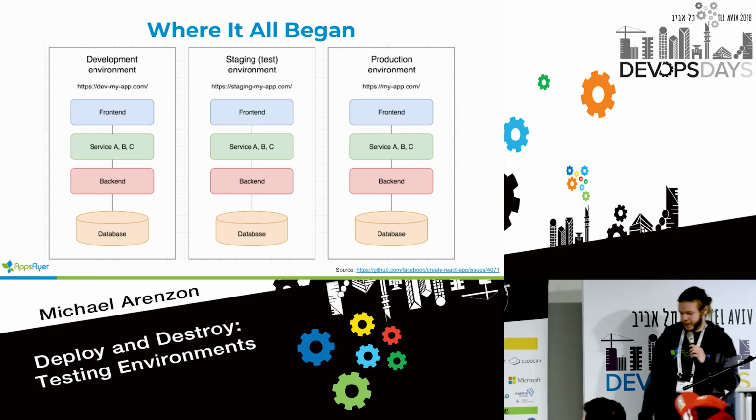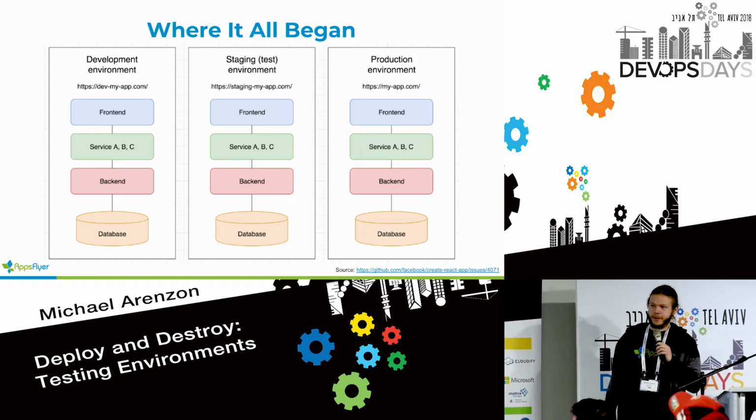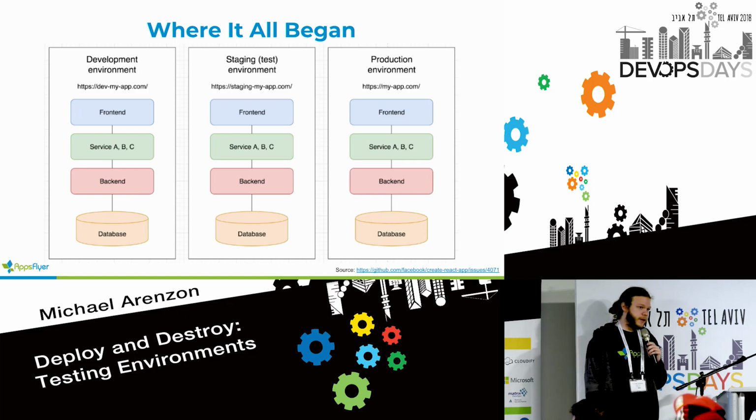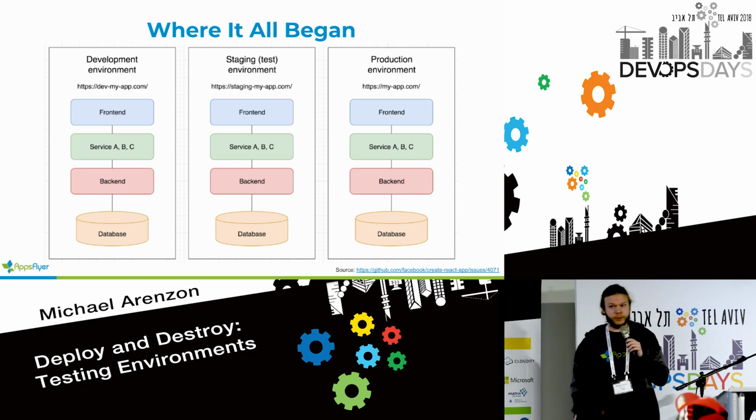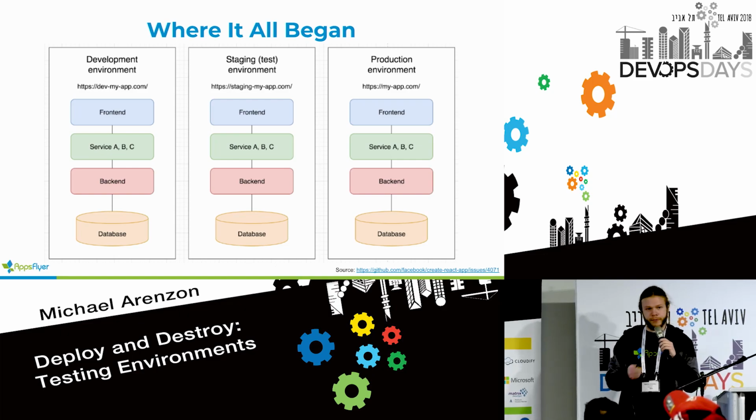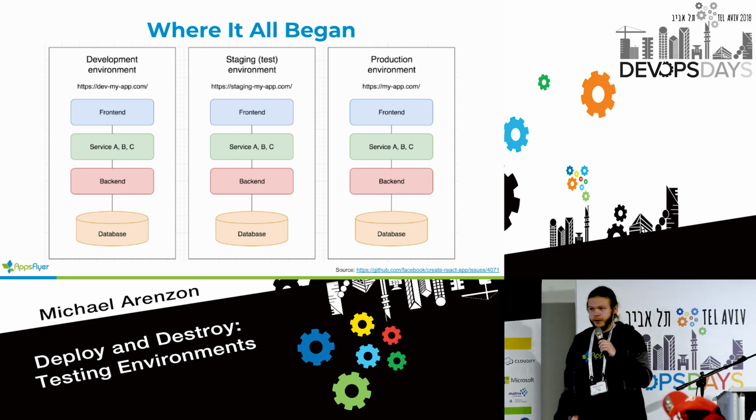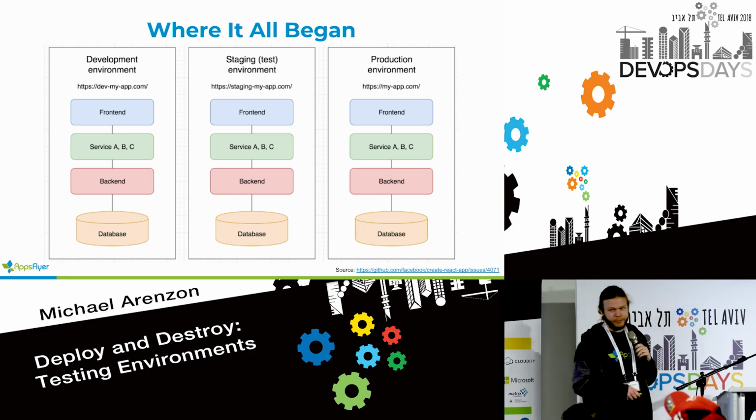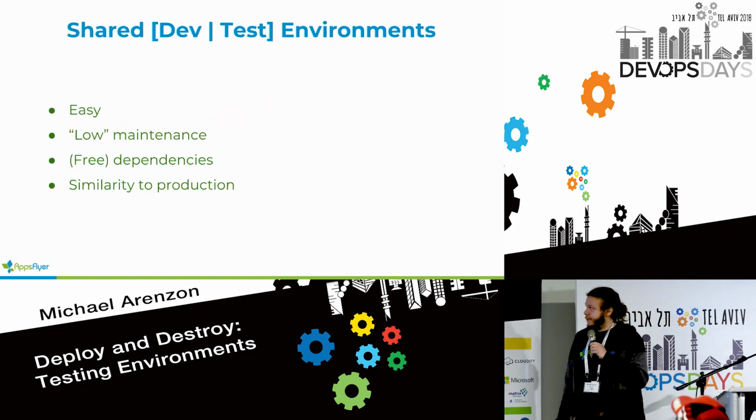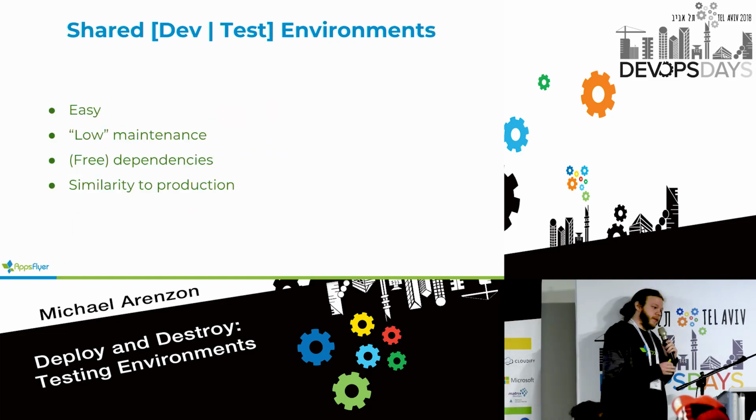Where it all begins. The classic model is 3 environments. Development, which can be either local or remote. Then we have the staging or test environment, which are usually static. Once we push our code and want to make sure it's good enough before deploying to production, we usually deploy to some test staging environment. And if everything goes right, we deploy it to production. But it's quite good. It's better than nothing.